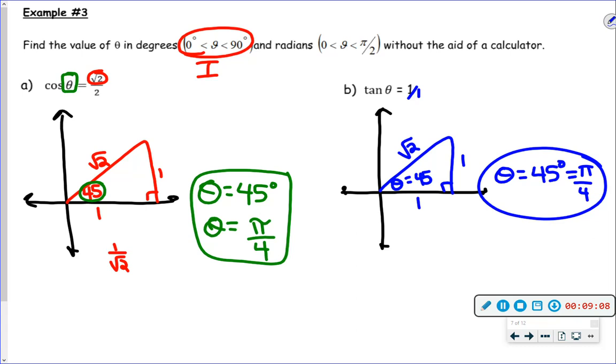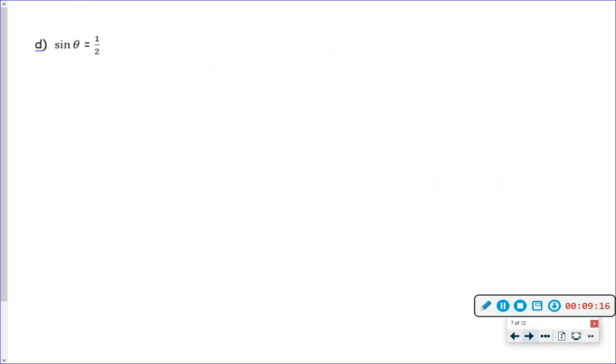So because they're limiting you to quadrant 1, all of these answers are going to be 45, 30, or 60. Eventually we will move around to the different quadrants and get some different angles, but hey, it's the first time we've done this, so we're starting off easy.